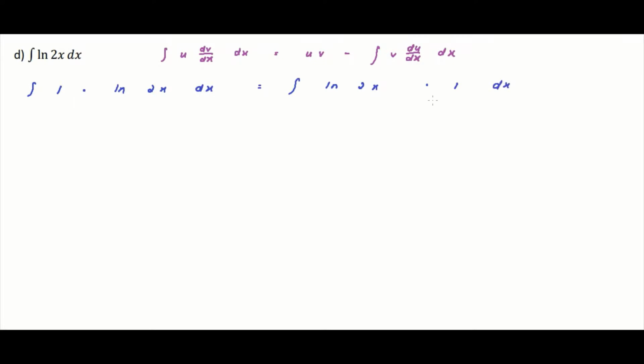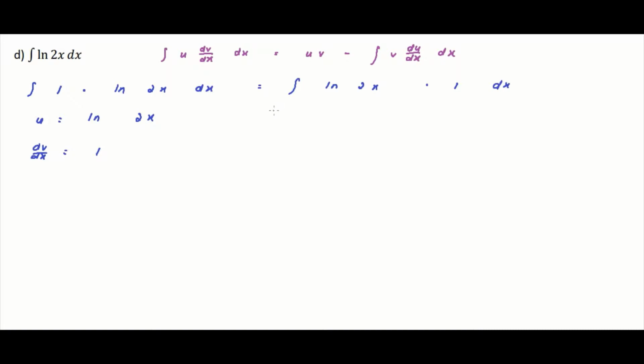Okay, so now your u is equal to ln 2x. And then your dv dx will be equal to 1. Okay, so for now, if you think that you are quite familiar with this formula already, then you can always try it out yourself, and after that check your answer.